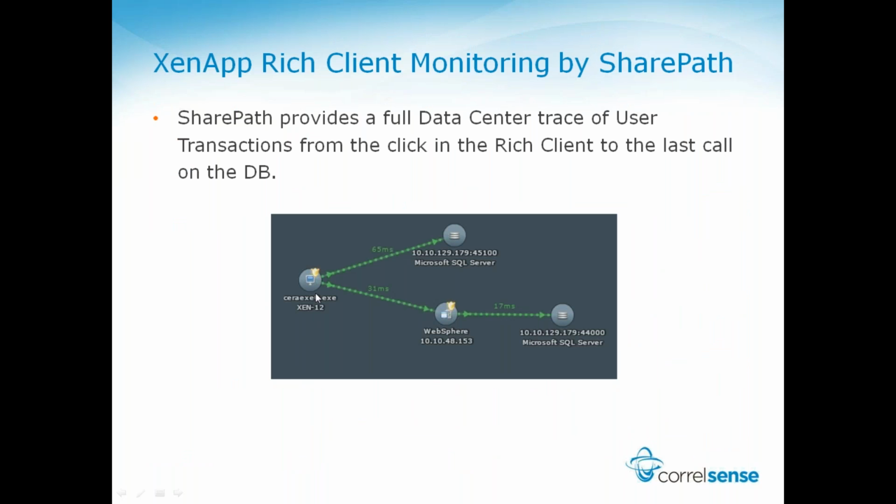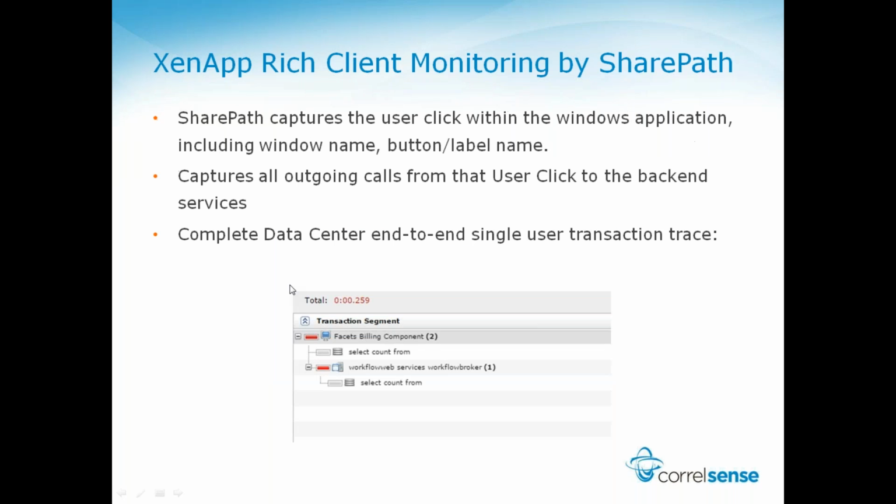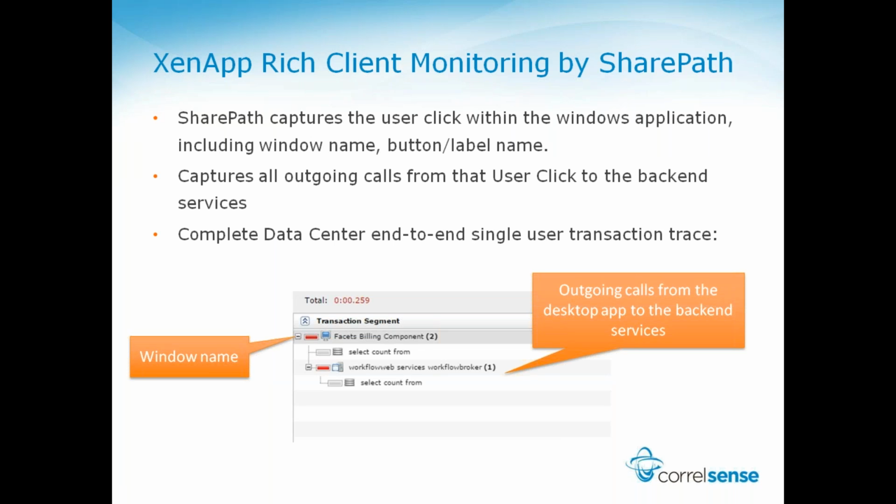SharePath provides a full data center trace route, a trace from the user transaction, from the user click of the rich client to the last call on the database. SharePath captures each user click within the Windows application, including the window name, the button, or the label name. It captures all outgoing calls from that user click to the backend services. And then you get a full, complete data center, end-to-end single user transaction tree trace from the window up to the database.